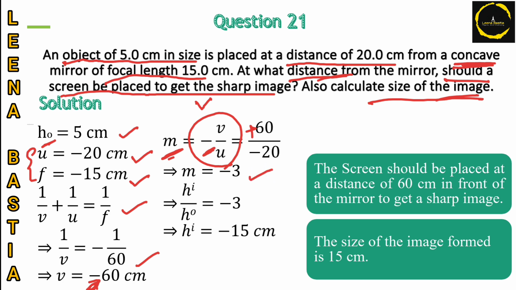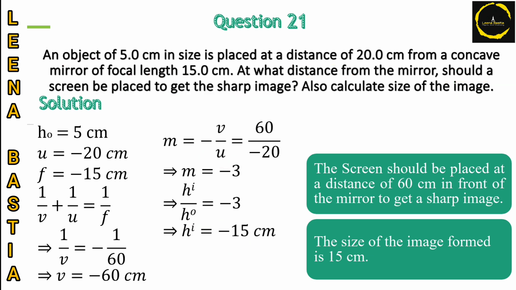HI by HO equals M. So the M value is minus 3, we have substituted here. HO is how much? It is 5. So just multiply these two and you will get minus 15. Now let us try to answer. In the green boxes it has been shown how to answer it.